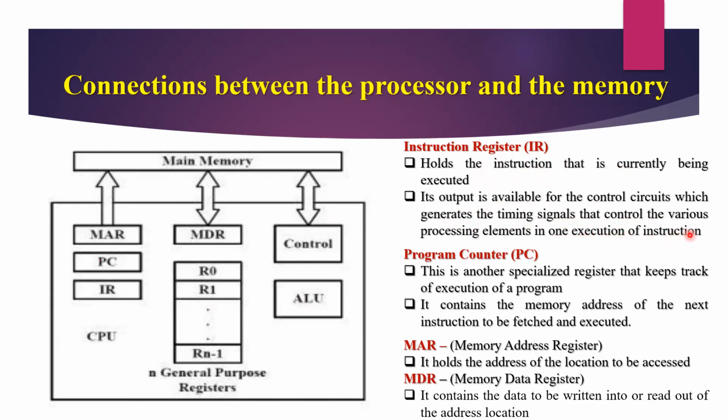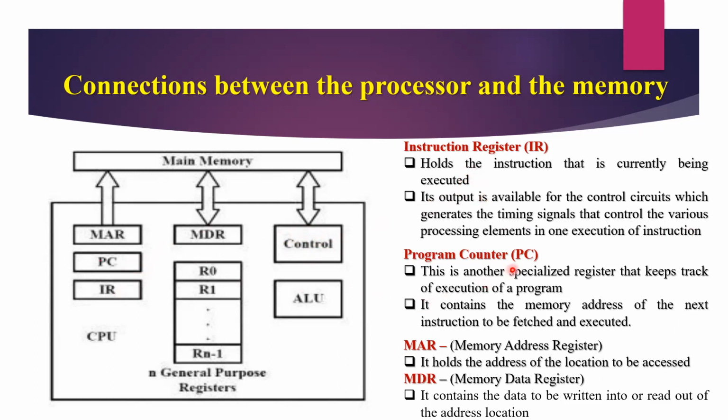So what is the purpose of IR? Based on that instruction, it will generate the timing signal. So who will generate the timing signal? The control unit. The control unit generates the necessary timing signals to perform the entire operations. So the instruction register holds the instruction that is currently being executed.